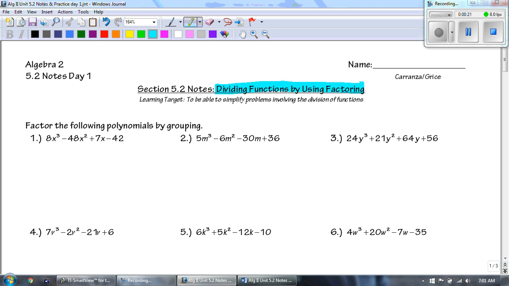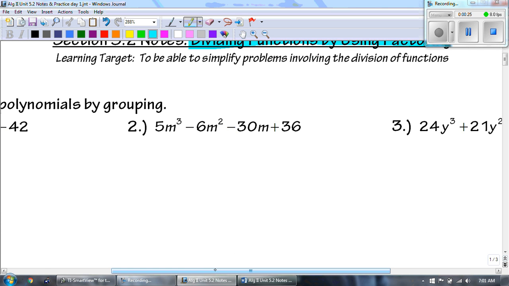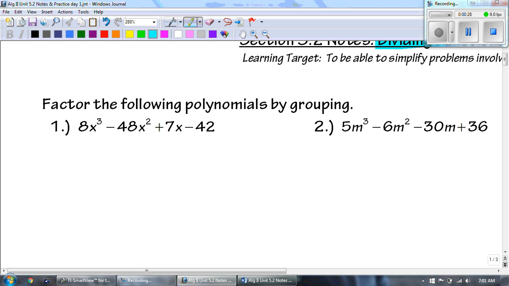Alright, directions say to factor the following polynomials by grouping. So when we're talking about grouping, that means we're going to be splitting the middle term and then taking the GCF out of each part, okay? It's been a while since we've done this. I'm going to do a couple with you, you'll do a couple on your own, and then we'll get into the notes, okay?